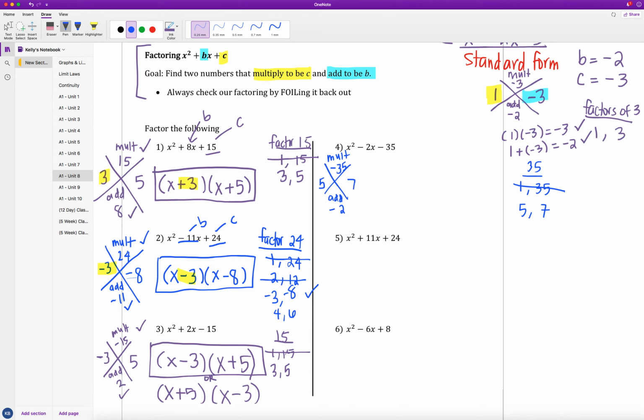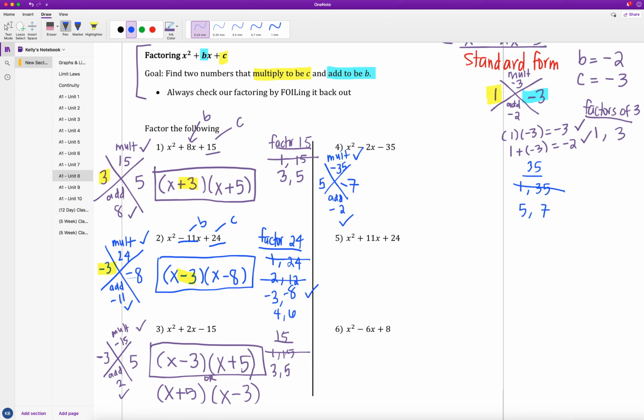So let's try 5 and 7. One of these needs to be negative so that they multiply to be a negative number. And I want to make the 7 negative because 7 was the bigger of the two numbers and it needs to add to be a negative number as well. So if we check this, 5 times -7 does give me -35, and 5 plus -7 gives me -2. So those two will work as my factors.